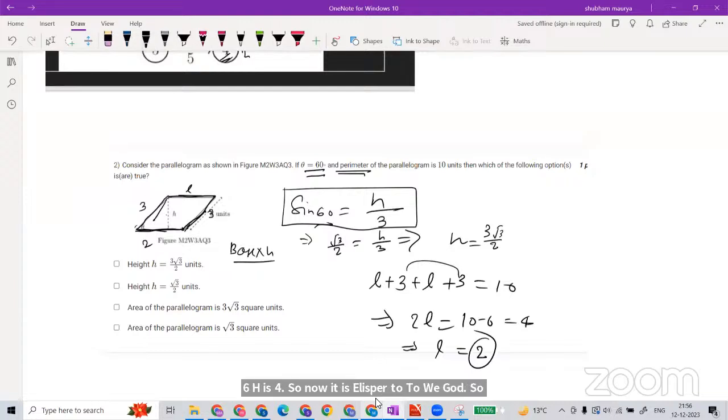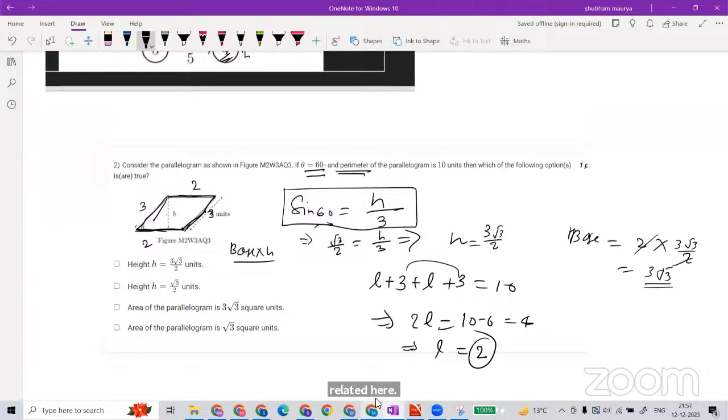So base we also got now. So now the formula is base into height to find the area of the parallelogram. So base is 2 and height we have already calculated here. So this will be cancelled out, and 3 root 3 will come.